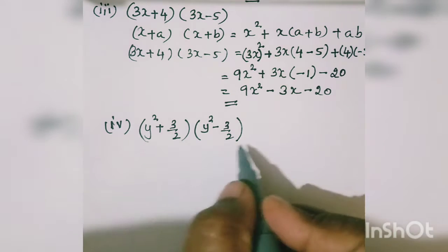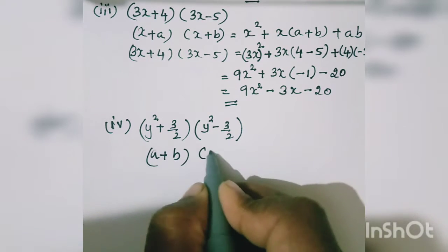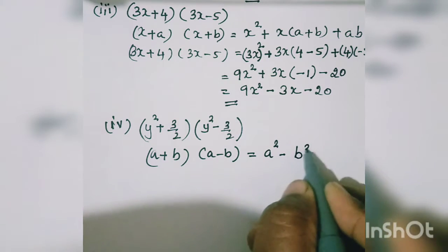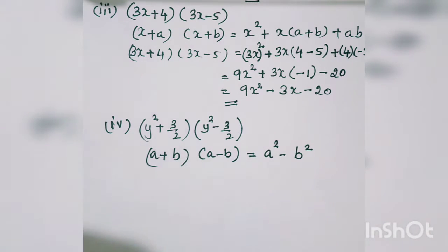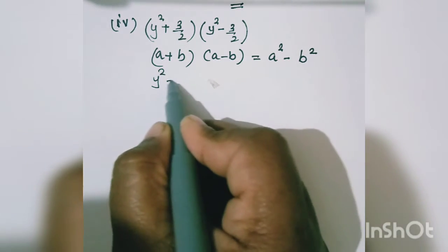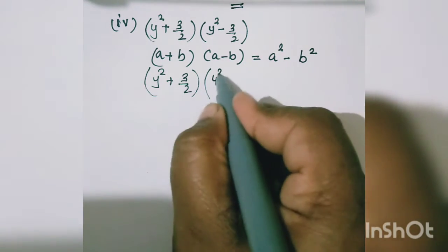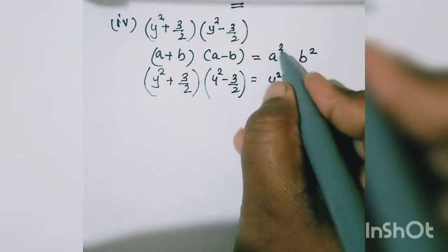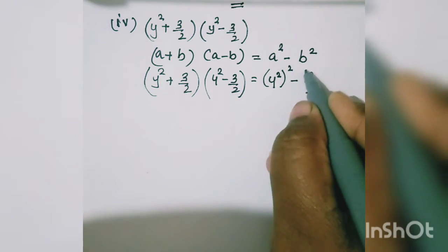If that is the case, which identity can we apply? Yes, you can apply a plus b into a minus b. What is a plus b into a minus b? A square minus b square. So now what is a value? A value will be y square. So y square plus 3 by 2 into y square minus 3 by 2, which is equal to, now y square, and already you have another square. So what you should do? Put whole square. Minus 3 by 2 whole square.